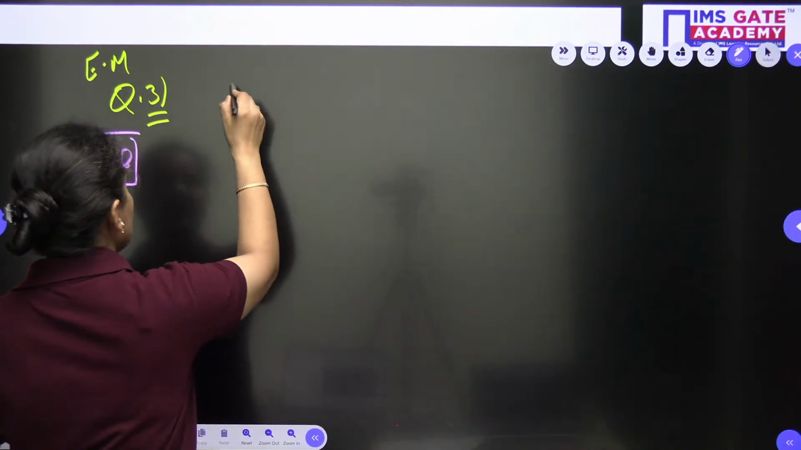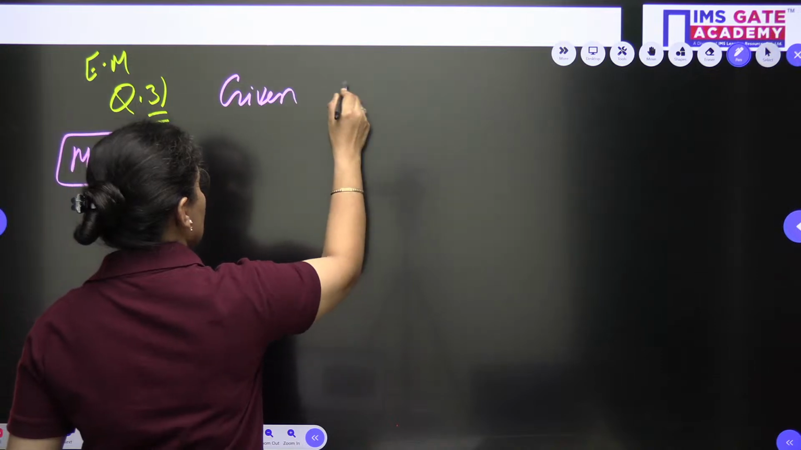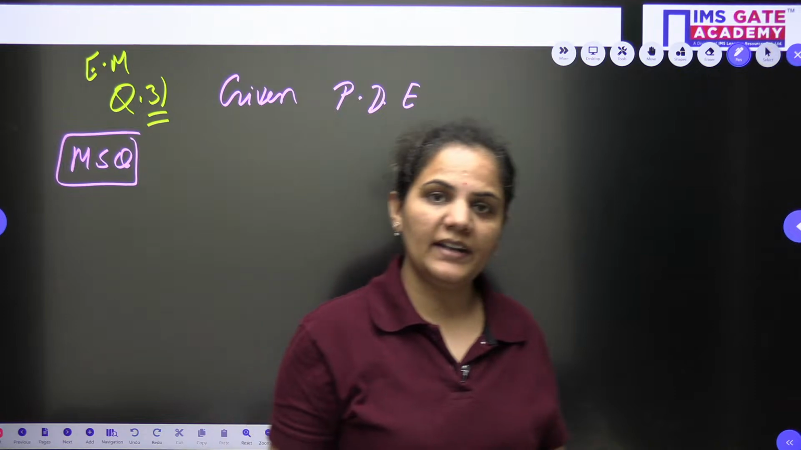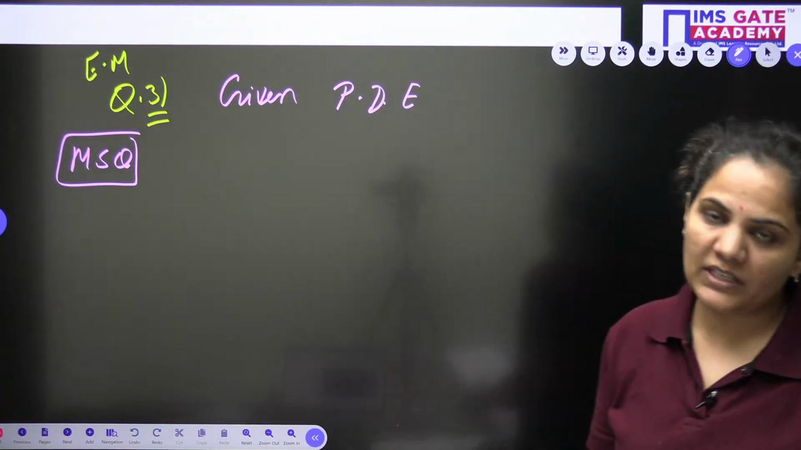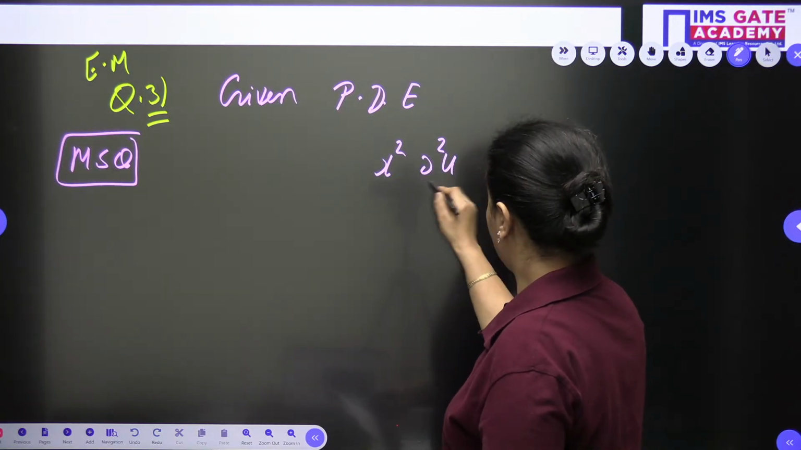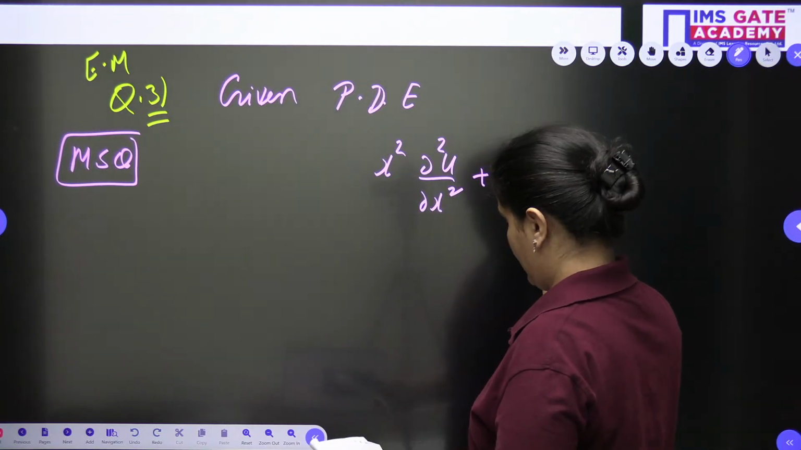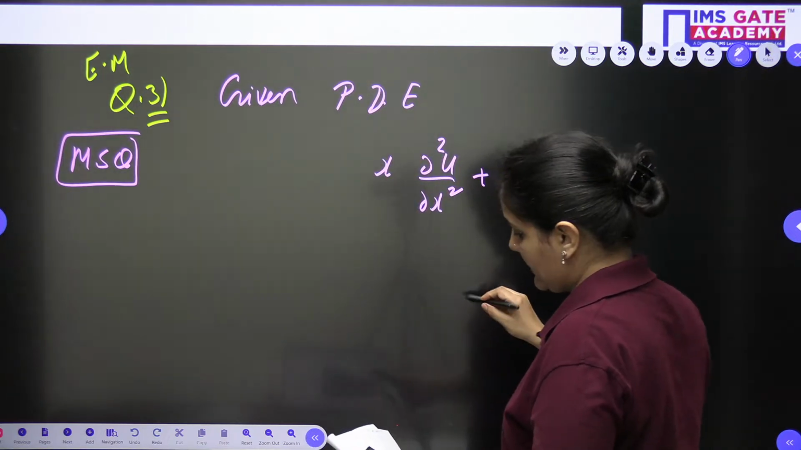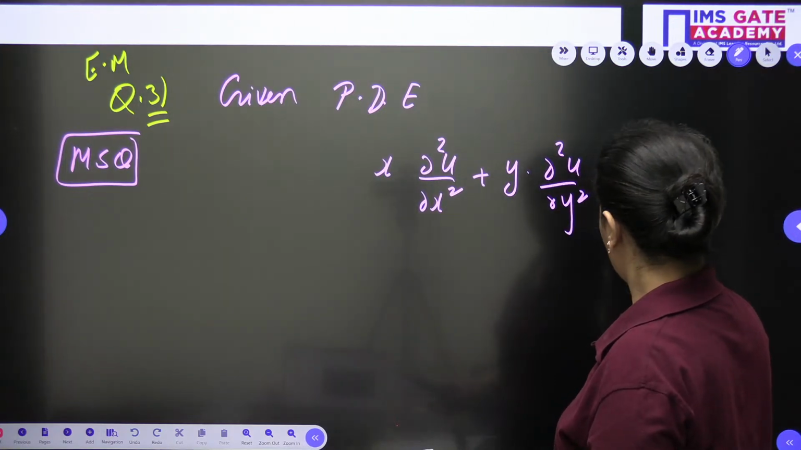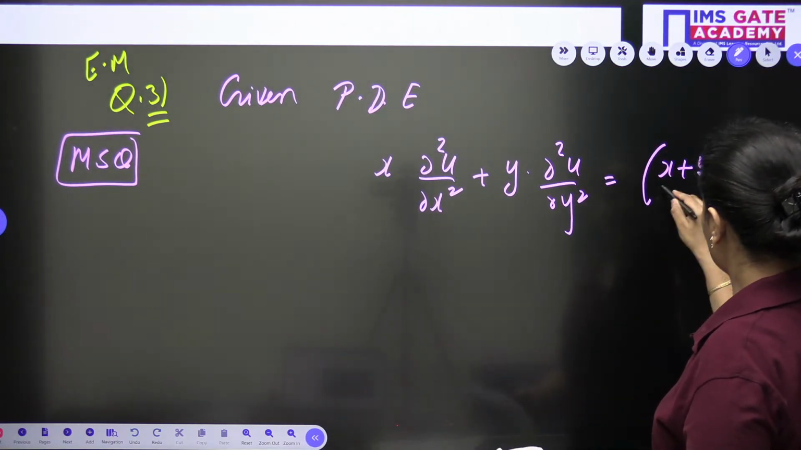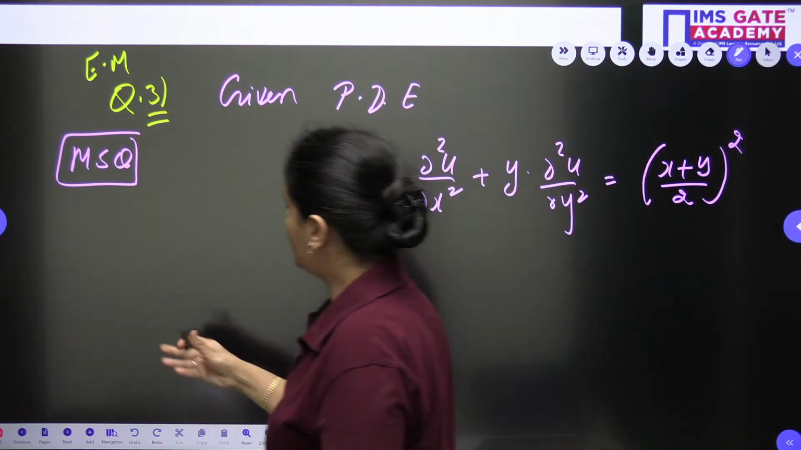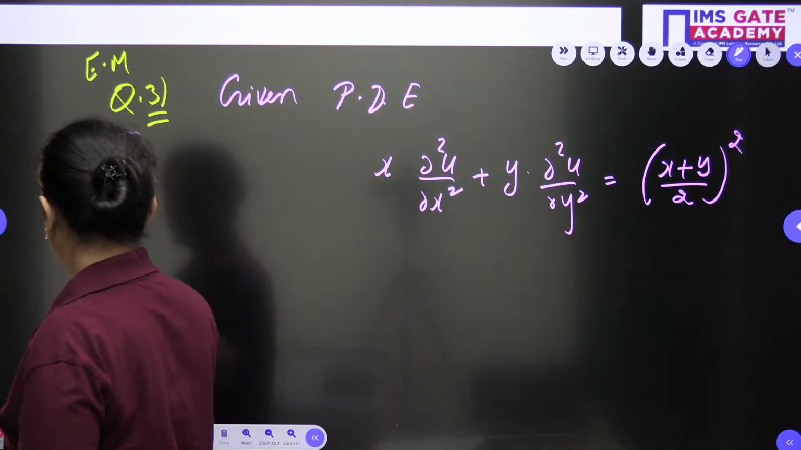For the given partial differential equation, we need to identify which type of system of equation is given to us here. So x square del 2u by del x2, not x square, x only, x del 2u by del x2 plus y del 2u by del y2 equals x plus y by 2 whole square was given to you. Okay, and you need to identify which of the following options is correct.